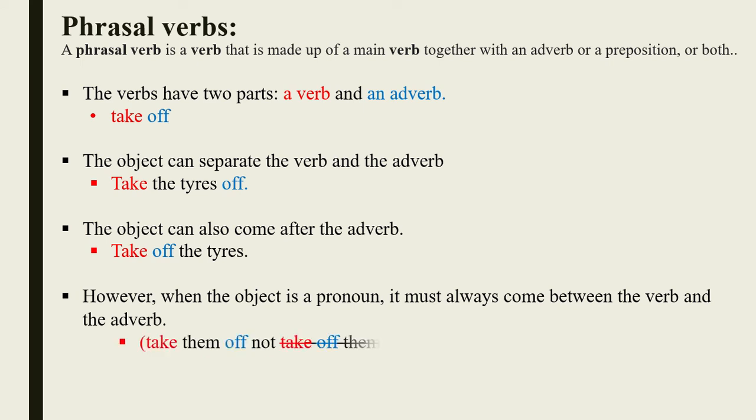For example, take them off. So the object is them, a pronoun. It can only come between the verb here, take, and the adverb off. It cannot be take off them. Another example, lift it up. The pronoun, that's the object, coming between the verb and the adverb. It cannot be lift up it.